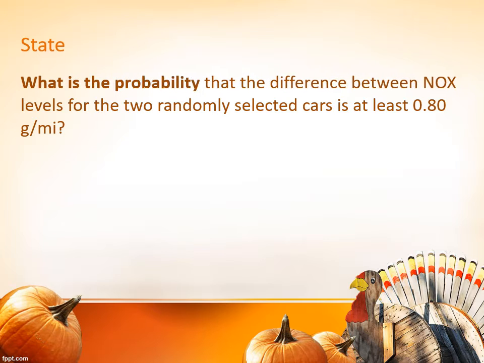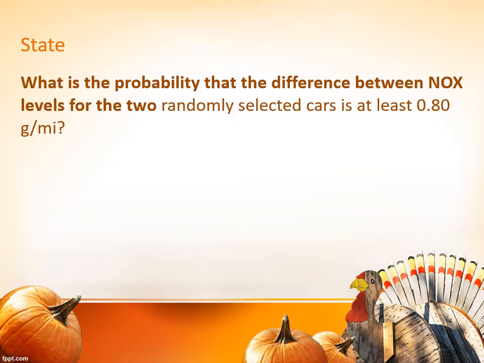Okay, so the state step is: what is the probability that the difference between the NOx levels for the two randomly selected cars is at least 0.8 grams per mile? And then remember that I wanted as great as, so it could be 0.8, it could be greater than 0.8 or less than negative 0.8. So we need to look at both directions.